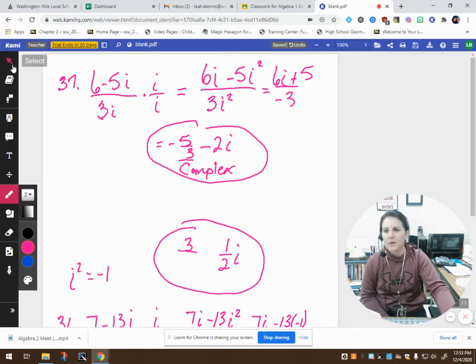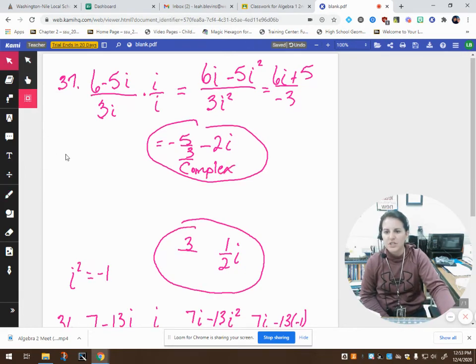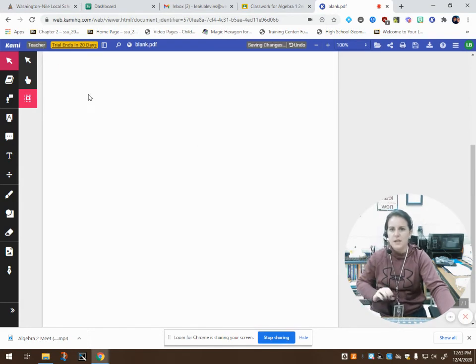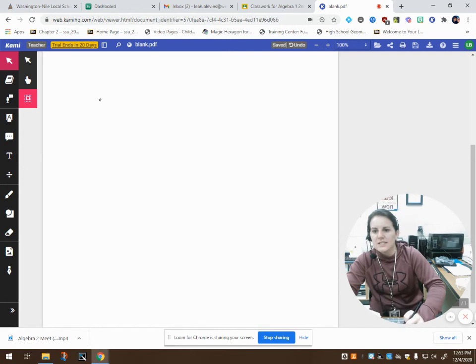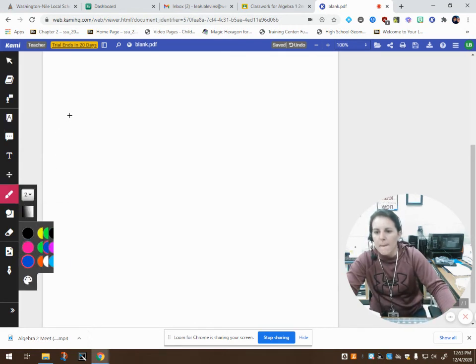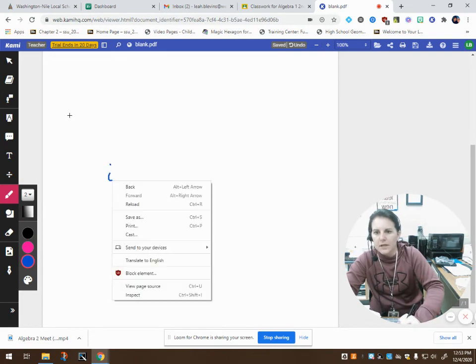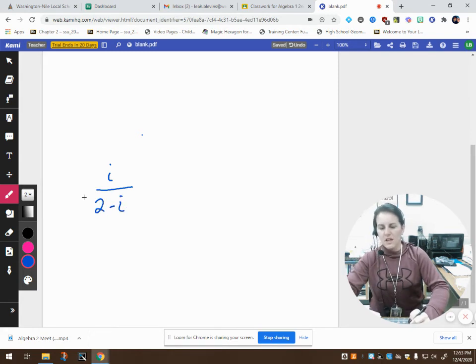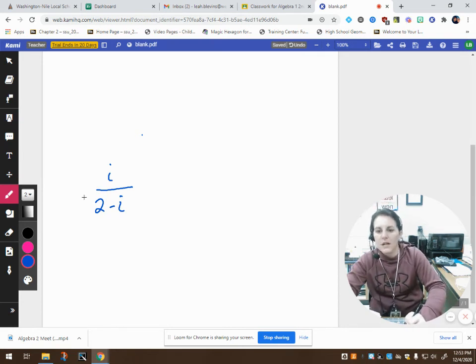All right, and I really want to try one more conjugate just to make sure that you've got it. So let me delete this. I'm just going to make one up. So let's say I have on top i, and on bottom I have 2 minus i. So what's the conjugate of the bottom? Well, the conjugate of the bottom is going to be 2 plus i.